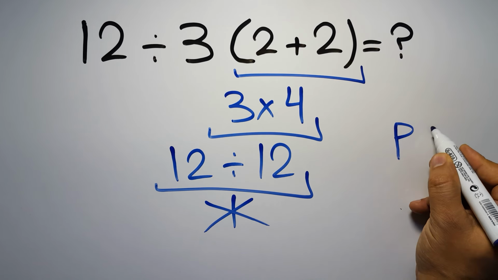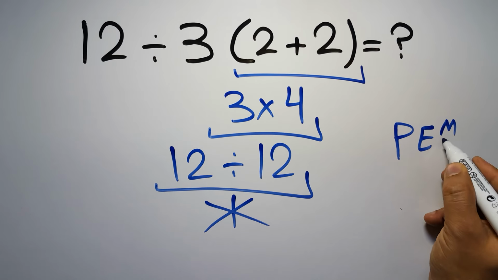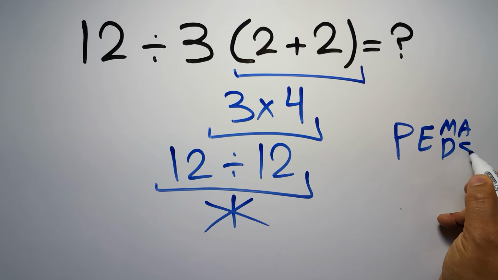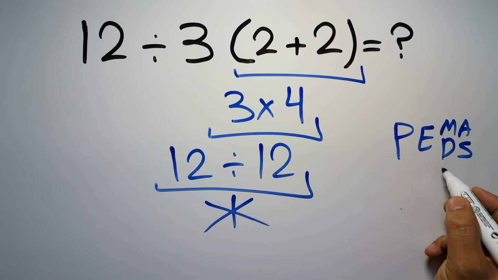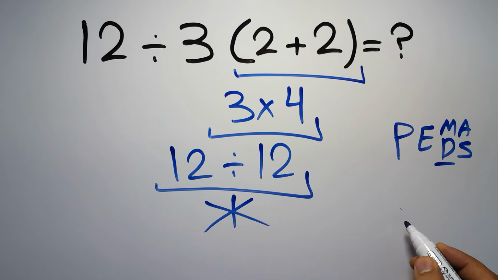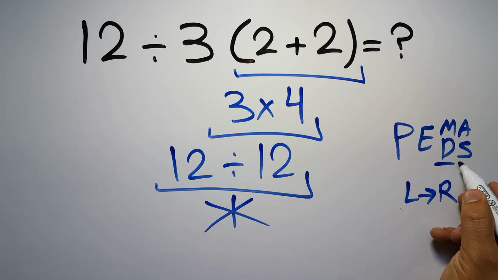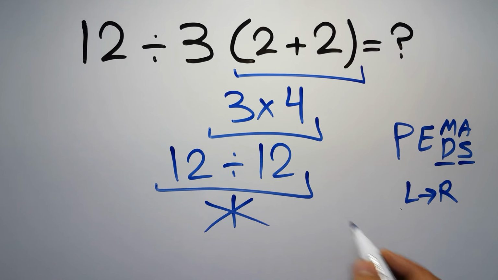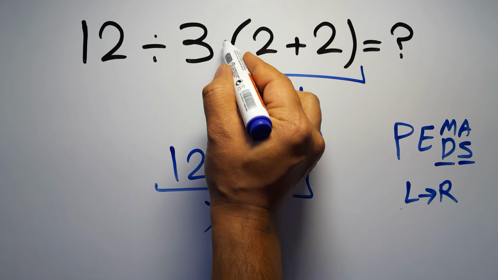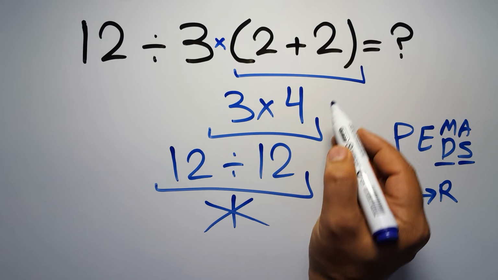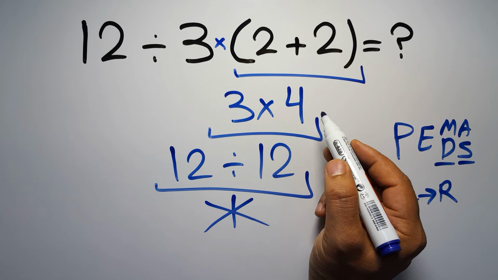do parentheses, then exponents, then multiplication or division, and finally addition or subtraction. Remember that multiplication and division have equal priority and we have to work from left to right. And the same applies to addition and subtraction. In this expression, we have one division, one multiplication, and one parenthesis. Inside this parenthesis, we have one addition.